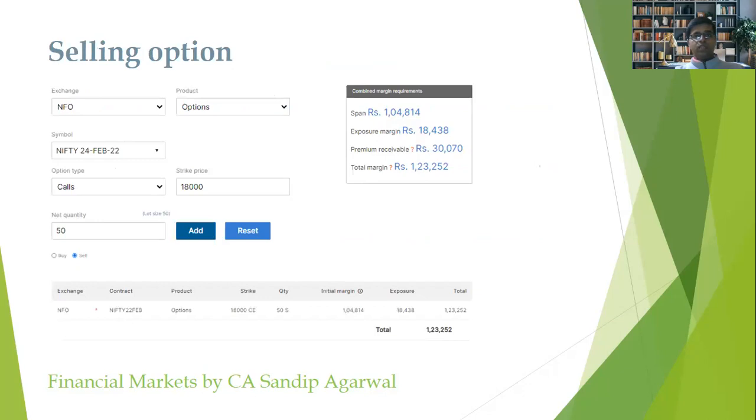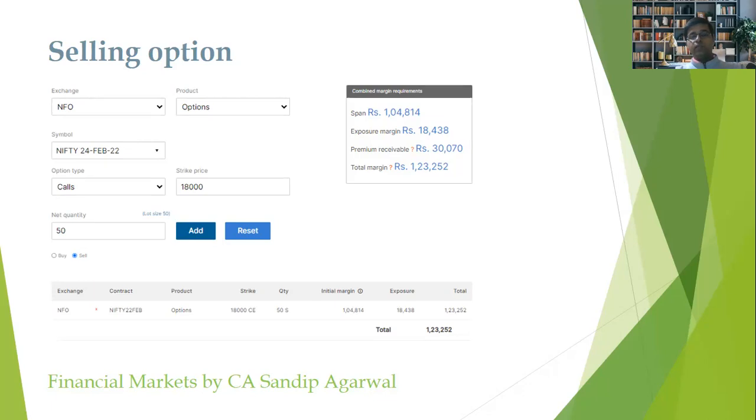Just see, I have taken a screenshot from the Zerodha website. This example I have taken for the selling of an option. If somebody sells an 18,000 call for the expiry of 24th Feb 2022 contract on the Nifty, then just see what the margin requirement is in the table on the right hand side of the slide. There is a span margin of 1,04,814. There is an exposure margin of 18,438. The premium which would be received by the option seller in this case would be 30,070.